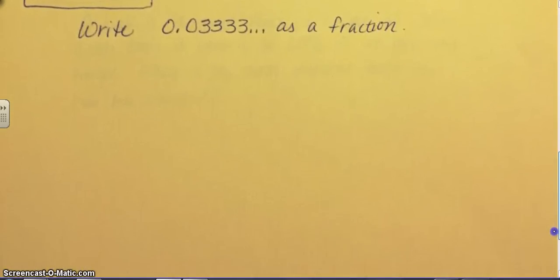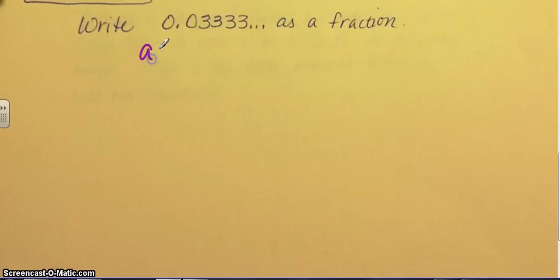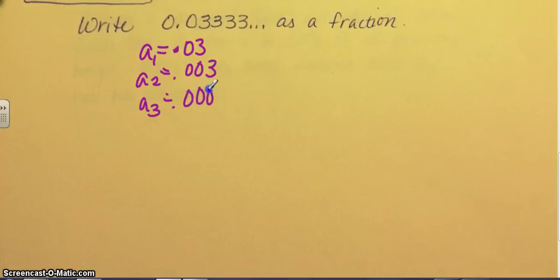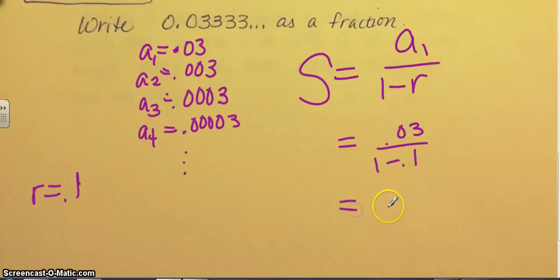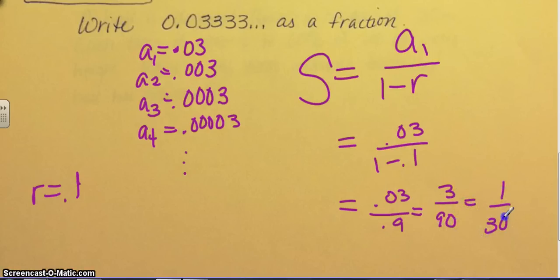Here's another repeating decimal. We're going to change this one to a fraction. Now, same logic. A sub 1 is equal to 0.03. A sub 2 is 0.003. A sub 3, a sub 4, and so on. My ratio this time is 1/10. So when I use my formula, S is equal to a sub 1 over 1 minus r, I have 0.03 over 1 minus 0.1. So I simplify this. And remember, I don't want to have decimals with fractions. So that would be the same thing as 3 over 90, and it reduces just a little bit further. And we find that the sum of the infinite series is 1 over 30.